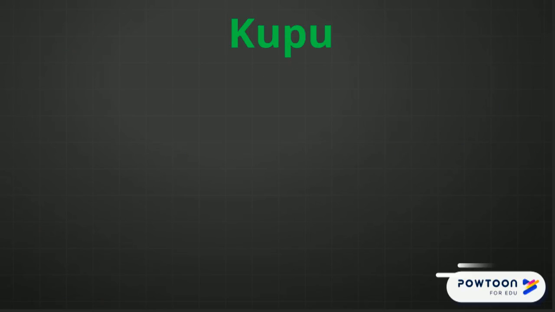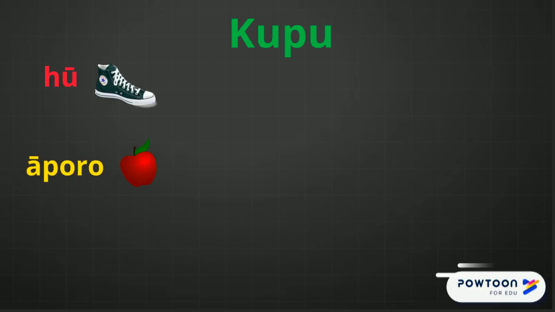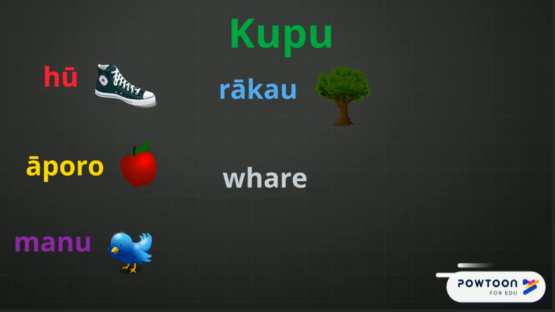Here are some kupu words you'll find in the activity sheet. Hū, shoe. Āporo, apple. Manu, bird. Rākau, tree. Whare, house. Motukā, car.